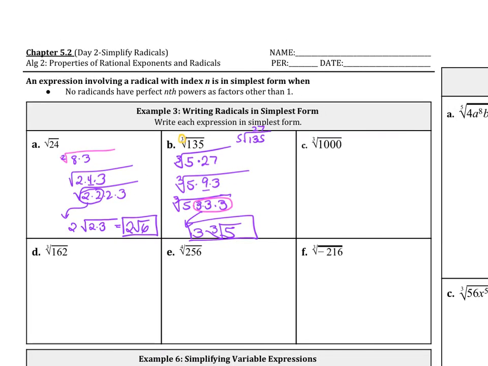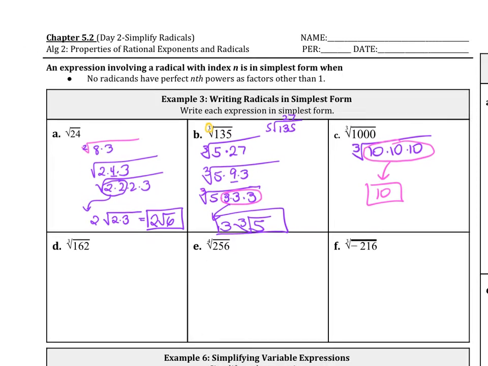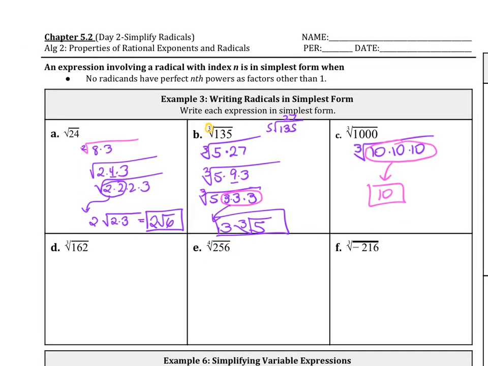Letter C, we have cube root of 1,000. That breaks down to 10 times 10 times 10. I could break it down to 2s and 5s, but I already have 3 of what I need. So it comes out perfectly, and this answer is only 10. So try these examples here, D, E, and F.